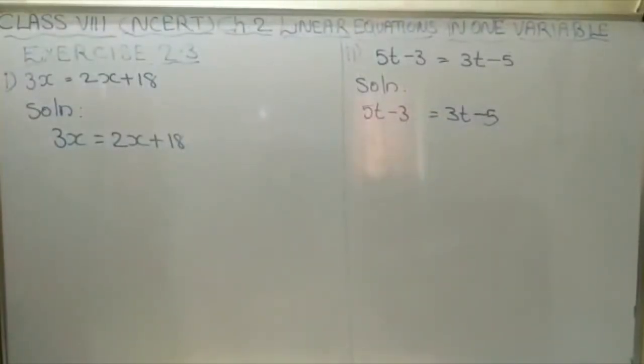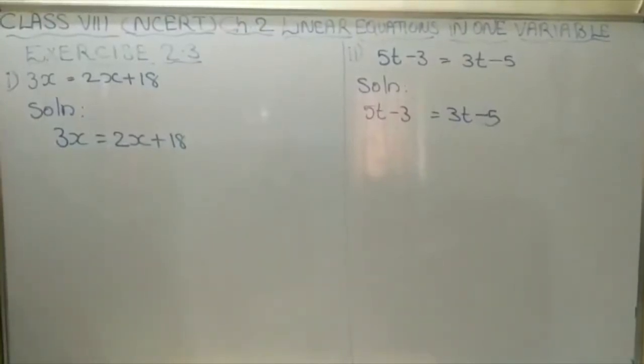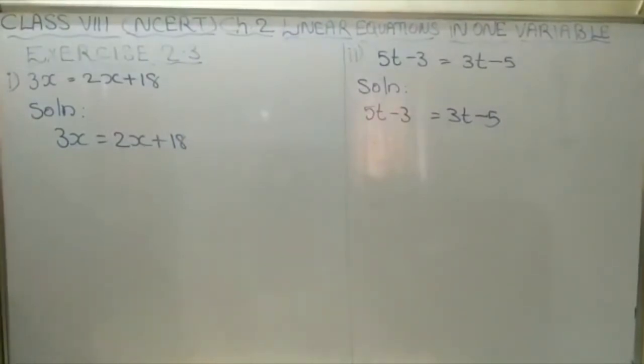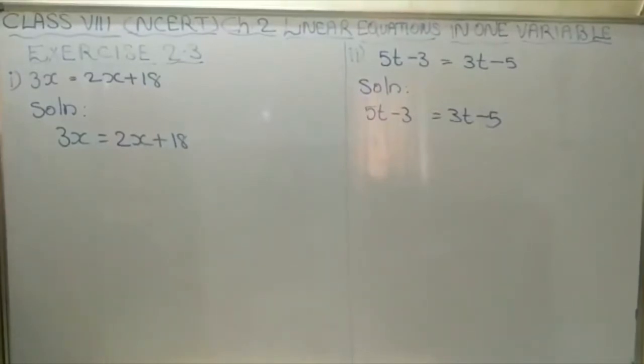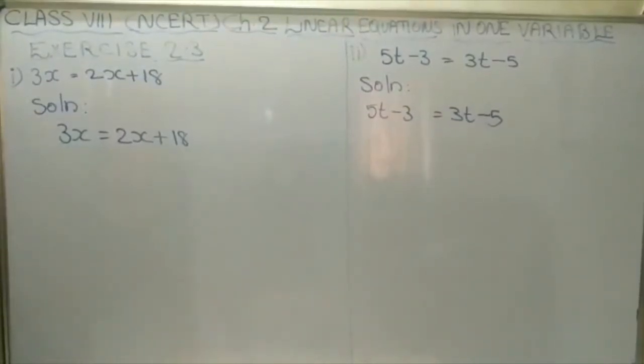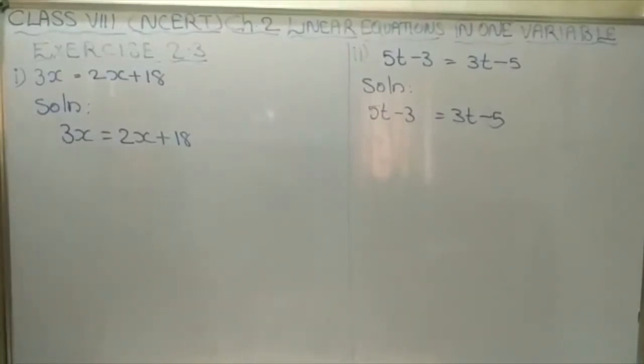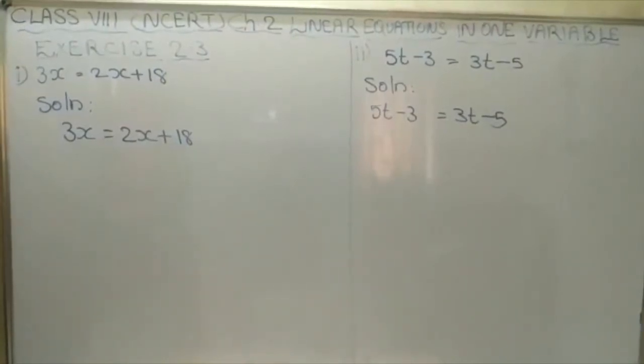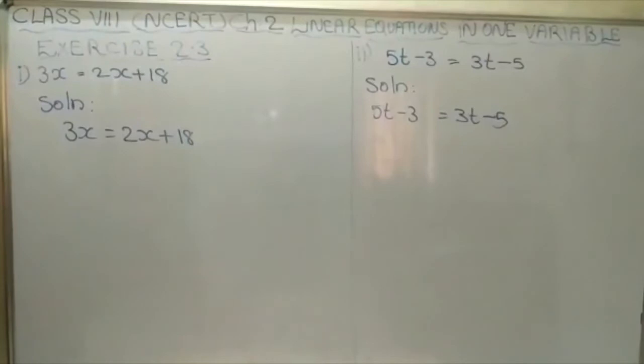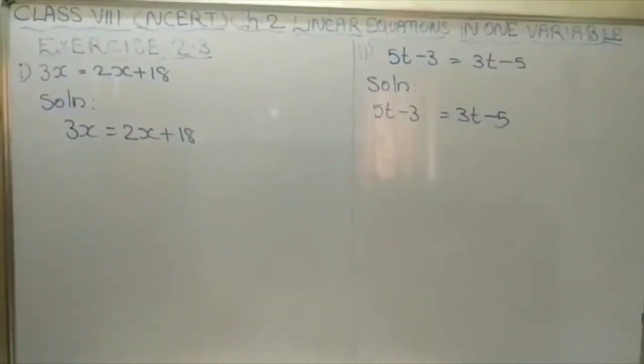Now I am going to discuss exercise 2.3 of class 8 chapter 2, linear equations in one variable. In this exercise, the equations have variables on both sides, and we can see how to solve this type of equation. For example, our first question is 3x equal to 2x plus 18. Here, the variable x is on both sides of the equation. How to solve this one?